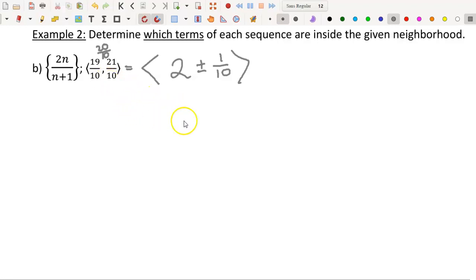Okay? Let's see here. So let's do the inequalities. We have 19 over 10 must be less than 2n, n plus 1 must be less than 21. So we're trying to find out when it gets within 1/10 close to 2.